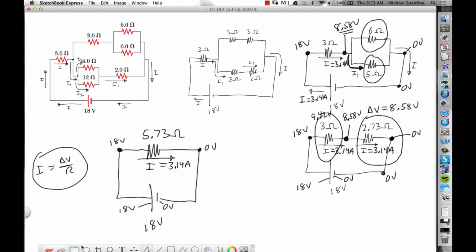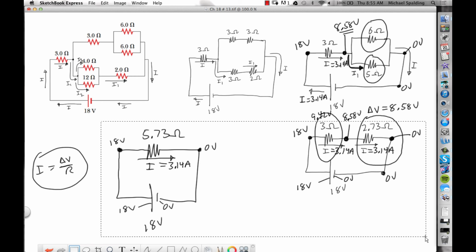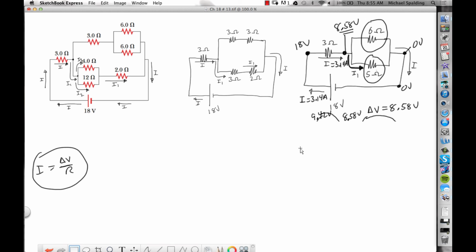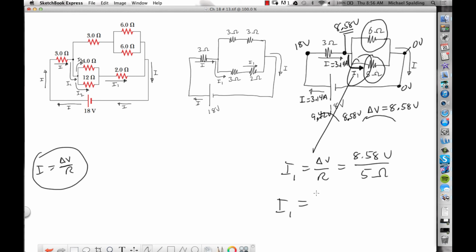Okay, so here's what I'm going to do. I need some room here, so I'm going to erase this stuff down here. Oh man, darn it, I'm almost out of time. Okay, so quickly. So I'm going to find I1. Here's how you find I1. I1, you go delta V over R. The voltage there is 8.58 volts. The resistance is 5. So we figured out that I1 is 1.72 amps.